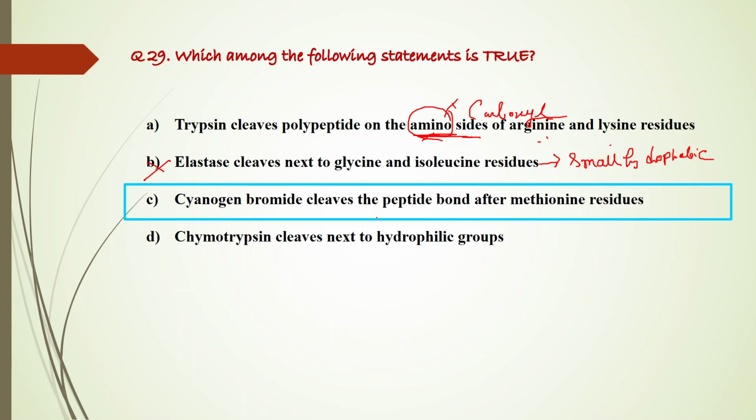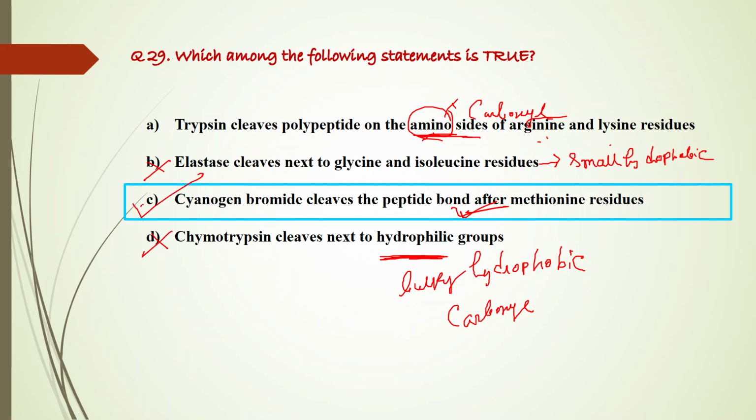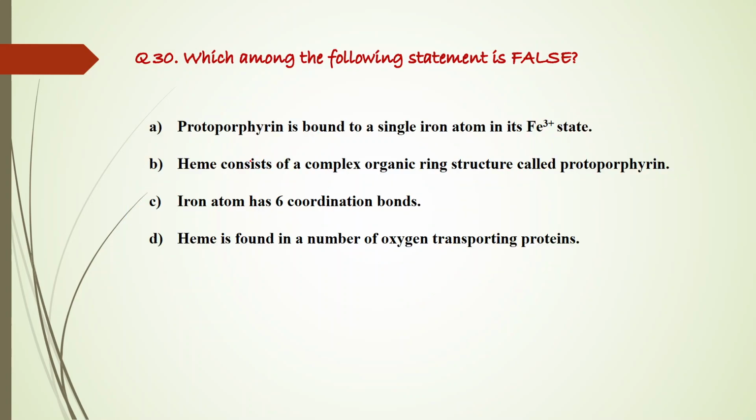Third statement is, cyanogen bromide cleaves the peptide bond after methionine residues. Absolutely, we have done this already. This is correct. And the fourth option is, chymotrypsin cleaves next to hydrophilic groups. Absolutely wrong. Chymotrypsin breaks at the carboxyl site after bulky hydrophobic groups. We already know this. So our fourth option was wrong as well. So the only correct option was option number C. Okay, fine. Moving to the next one.